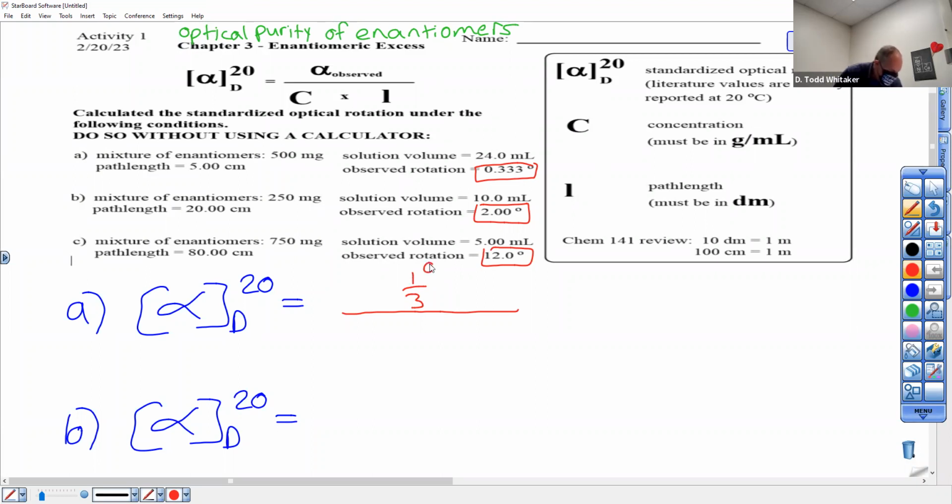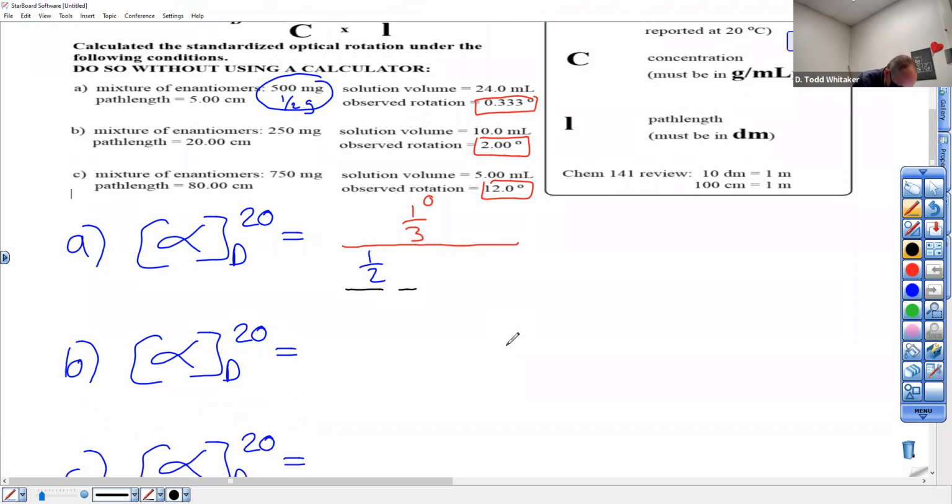How many grams is 500 milligrams? I need a fraction. That's 1/2 g. I don't need the units once you've figured out you've got grams. What's the milliliters? Straight copy from the given information. I need grams over milliliters. I'm doing it right now in blue and black. What's the milliliters in part A? 24. Don't need the unit.